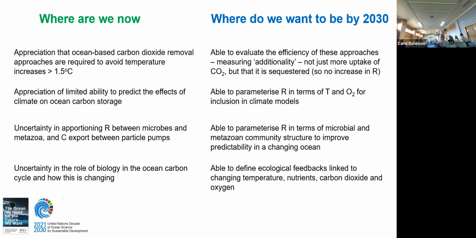Henson et al.'s recent comparison of global climate model predictions of export flux suggested that they differed not only in magnitude, but also in direction. And Henson also highlighted our lack of knowledge of the activity of zooplankton, including the apportionment of respiration between microbes and metazoa. And there's the much wider question on the role of biology in the ocean carbon cycle and the numerous feedbacks within the system and how these could change in a changing ocean.